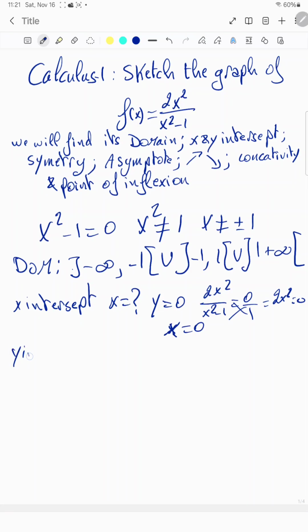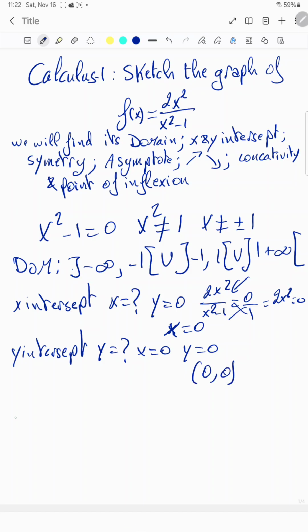And the y-intercept: y is equal to what when x is equal to 0. If I replace here x is equal to 0, I would have y is equal to 0. So I know my graph would pass by 0, 0.